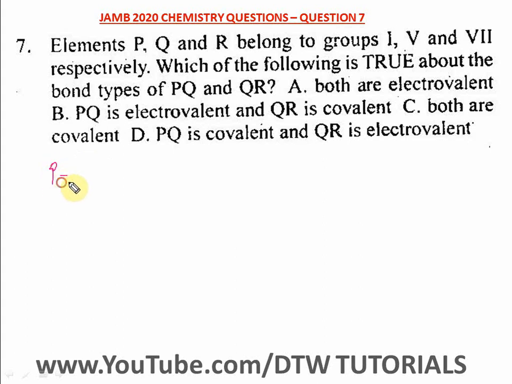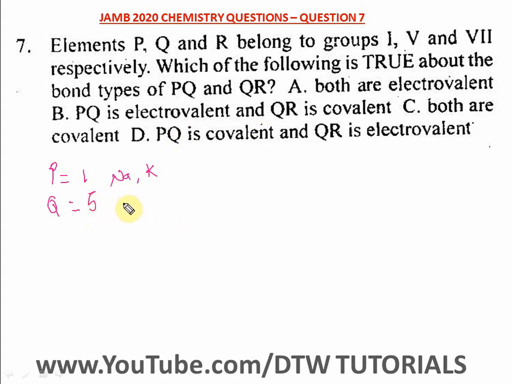So element P belongs to group 1. Examples of this could be sodium, potassium. Element Q belongs to group 5.